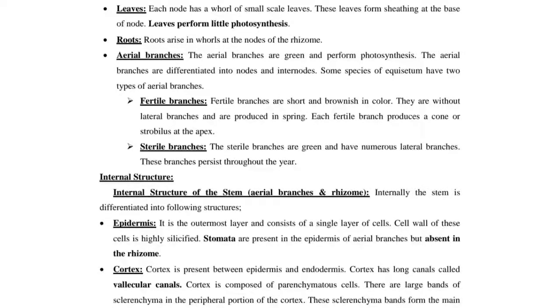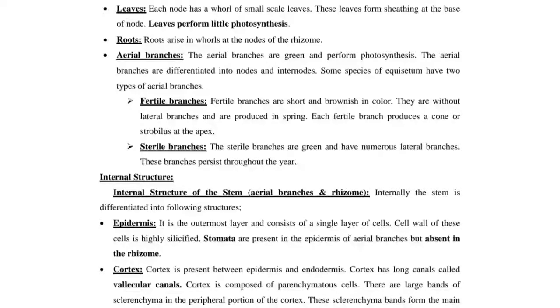Leaves. Each node has a whorl of small scale leaves. These leaves form a sheath at the base of the node. Leaves perform little photosynthesis. Roots. Roots arise in whorls at the nodes of the rhizome. Aerial branches. The aerial branches are green and perform photosynthesis. The aerial branches are differentiated into nodes and internodes.